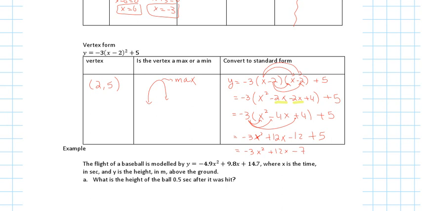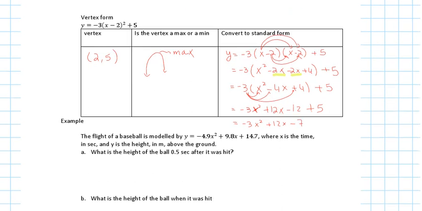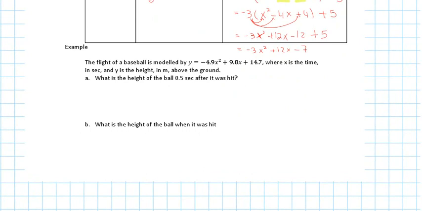Let's look at the last example. The flight of a baseball is modeled by the equation y equals negative 4.9x squared plus 9.8x plus 14 points, where x is the time in seconds and y is the height in meters above the ground. These are important. When they define the letters for you, you need to know what they represent. So x is representing what? Time in seconds.